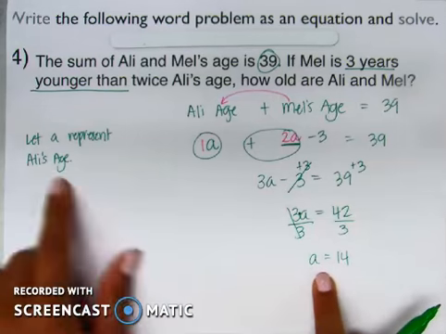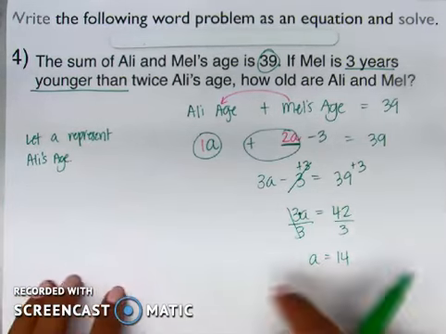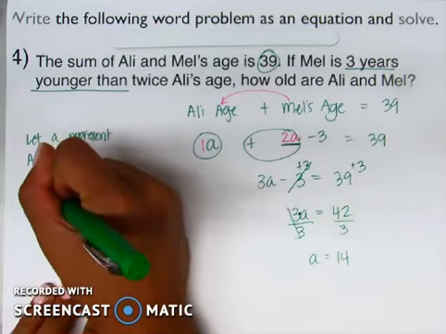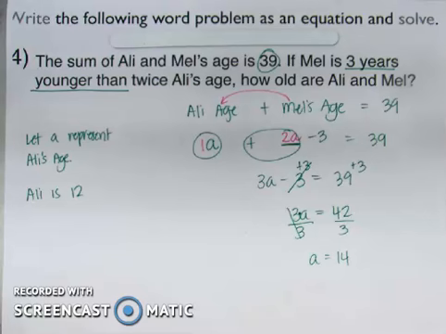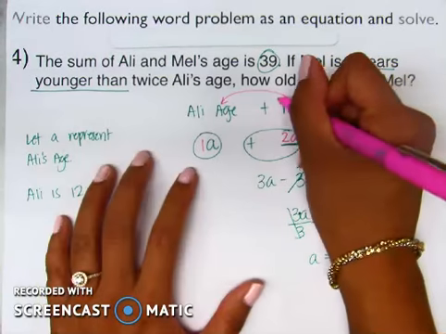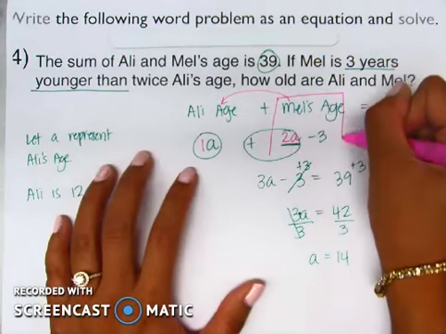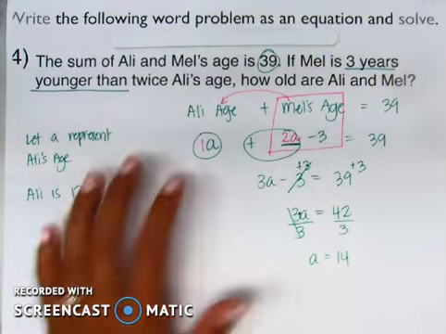Now what is A again? Let's go back. A represents Allie's age, so I can say Allie is 14 years old. Now, we're also interested in Mel's age, so how am I going to figure that? Well, let's go back here. We said Mel's age is 2A minus 3.